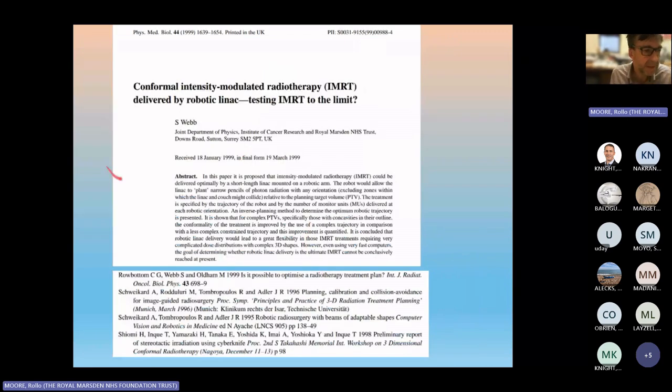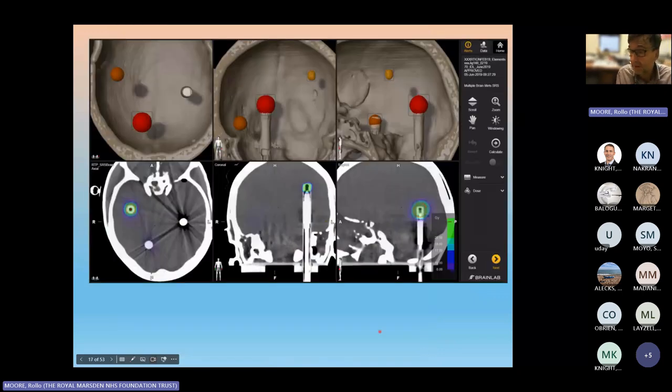So Steve Webb, who led the physics department here for many years, put out a paper in '99 about robotic LINAC IMRT, and he referred to a '95 paper, including John Adler and Schweikart. John Adler was a neurosurgeon from California that came up with the principles, and indeed one of the early implementations of this. And the '88 paper here refers to CyberKnife per se, so that they put that system together in the late 90s.